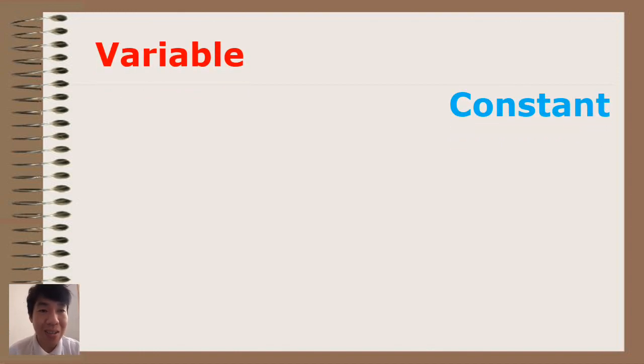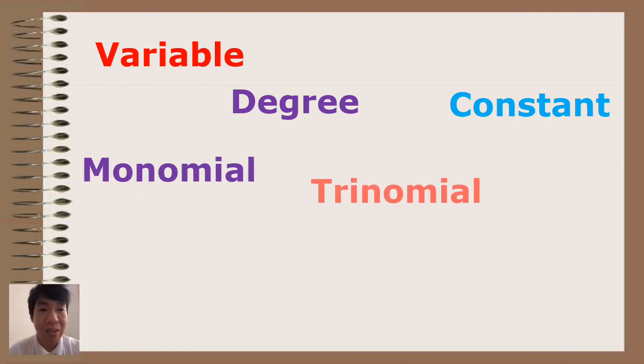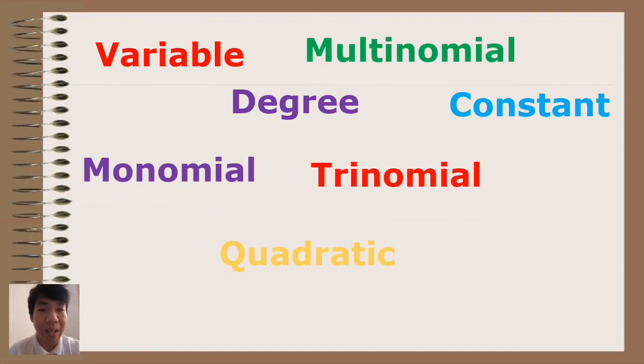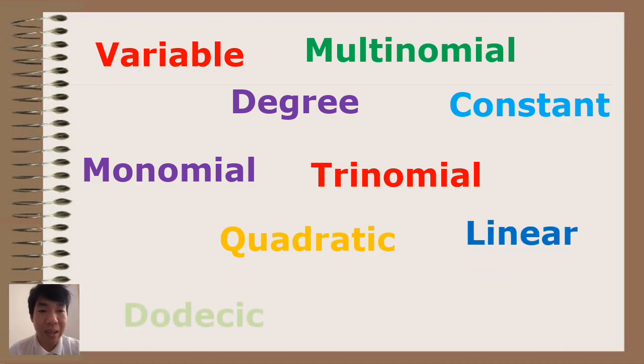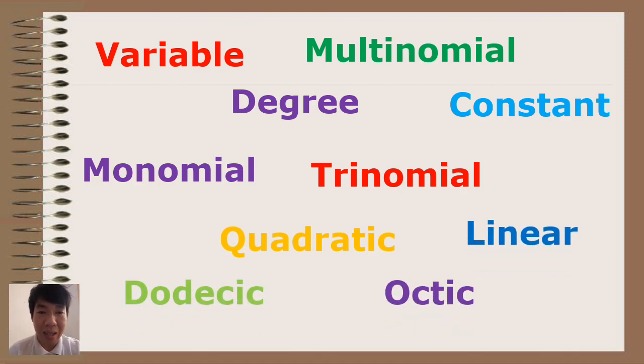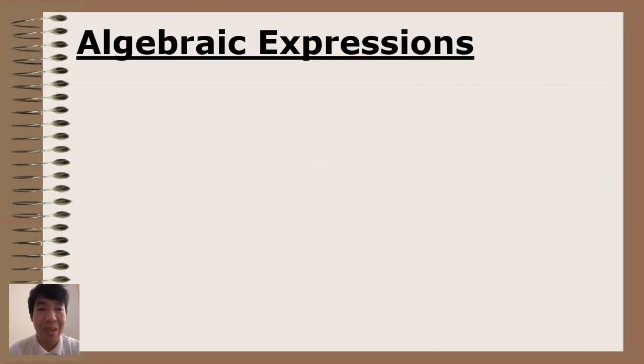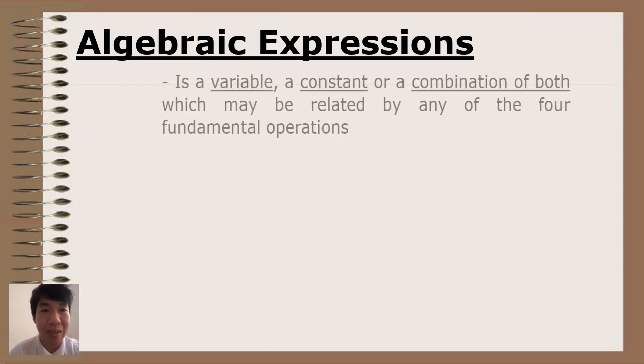As we go along to our discussion, we will encounter some different terms such as variable, constant, degree, monomial, trinomial, multinomial, quadratic, linear, decic, octic, and many others that we will define later on. But first, let us define what an algebraic expression is.